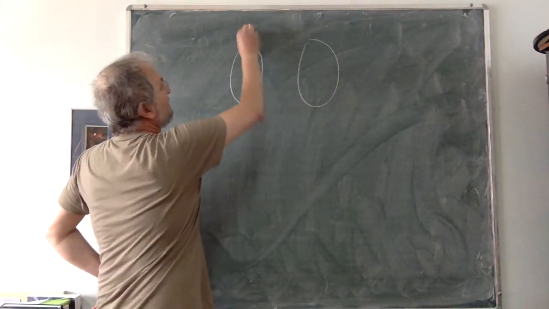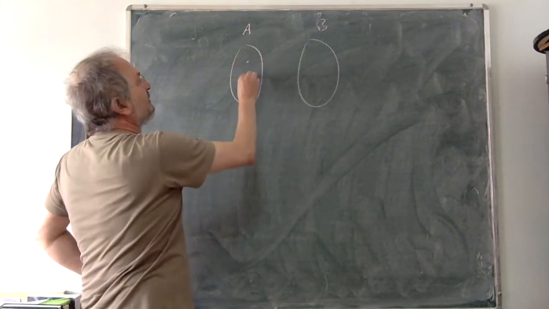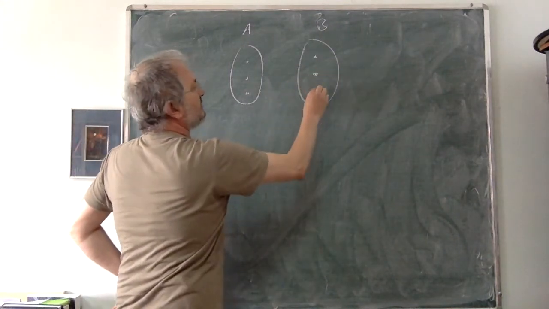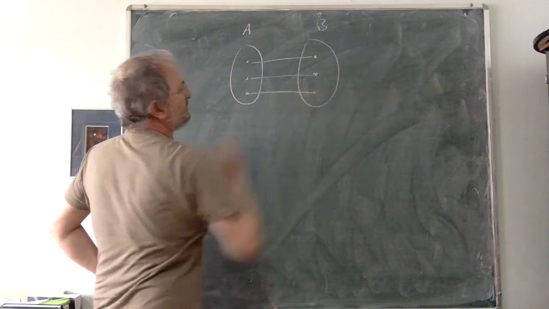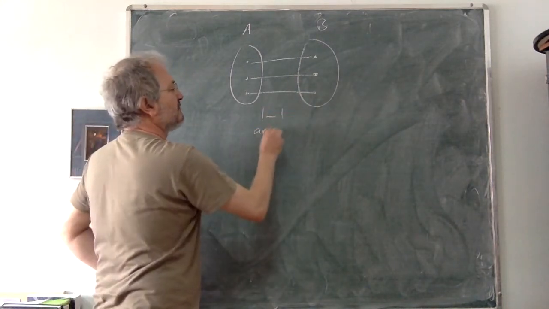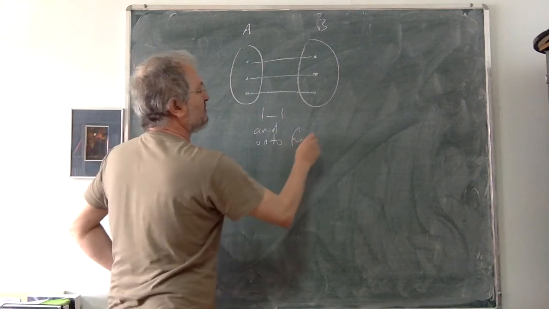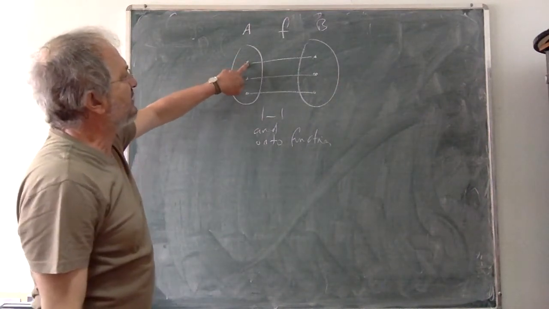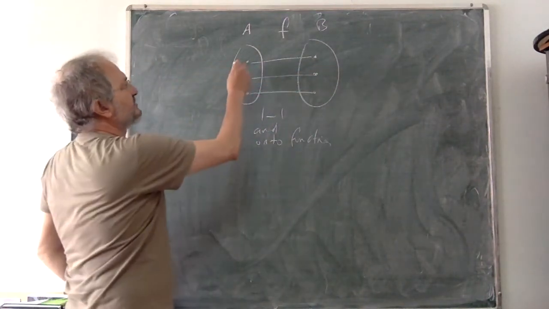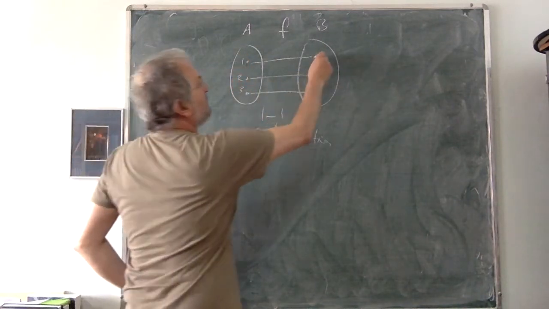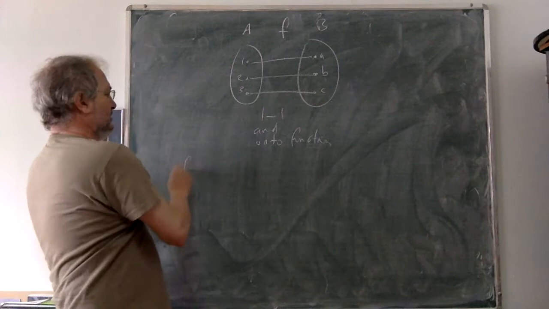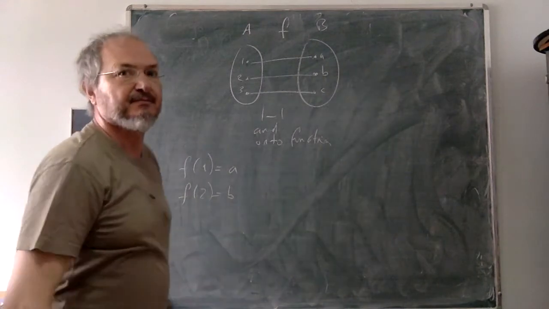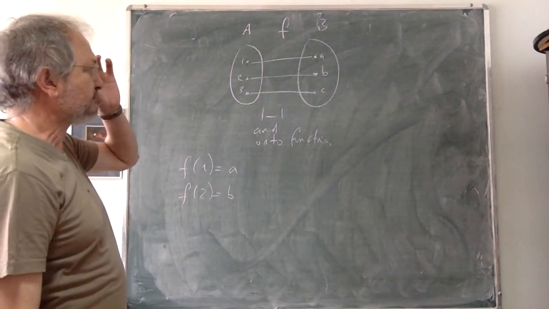If this is A, this is B, and these are the elements of A, and these are the elements of B, this is a one-to-one. Just give it a name. This is the function f, which takes these elements, let's give them names, 1, 2, 3 to A, B, C. So f of 1 takes you to A, f of 2 takes you to B, things like that. This is a one-to-one and onto function.